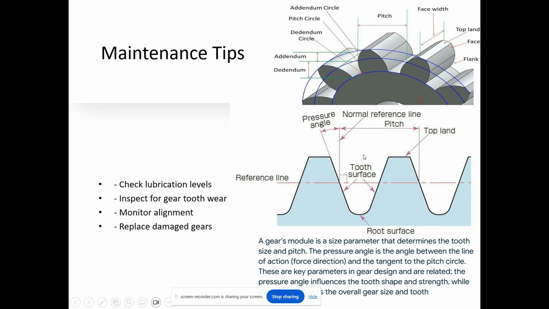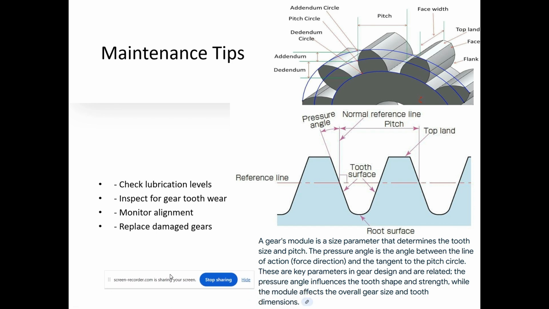And then down here, we have pressure angle. So this is the pressure angle here, right? This is the pressure angle. And then this is the tooth face, right? And then this is a pitch between this point and that point. This is the pitch of the gear. And then we have a reference line, and then we have root face. Okay.